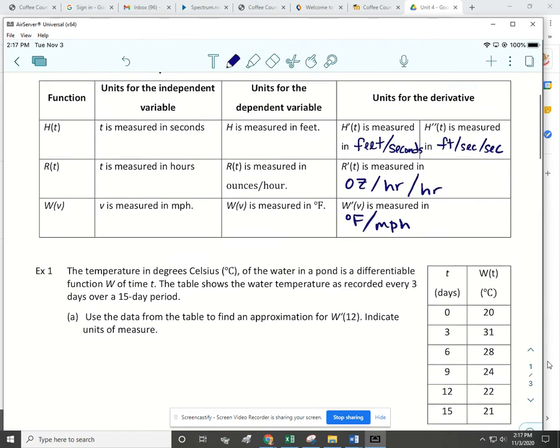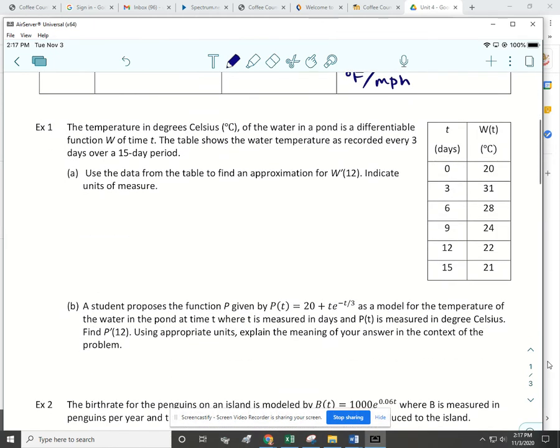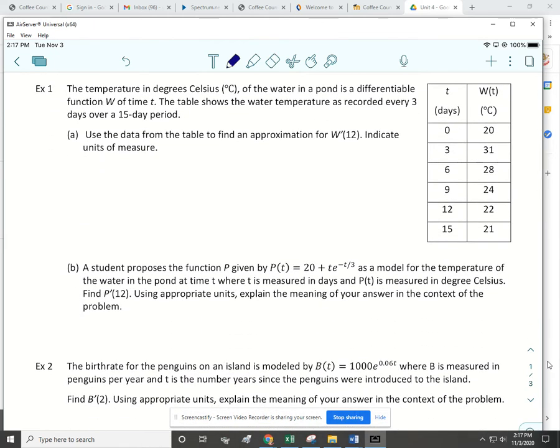All right, so let's do some more of these. So for example 1, the temperature in degrees Celsius of the water in a pond is a differentiable function W of time. The table shows the water temperature as recorded every 3 days over a 15-day period. We're going to use the data in the table to find an approximation for W prime of 12, and we're going to indicate the units of measure.